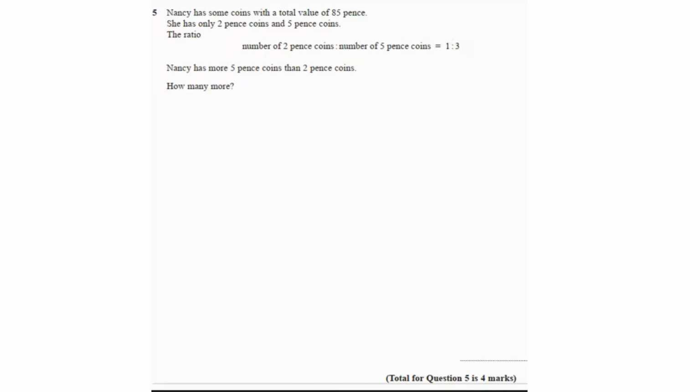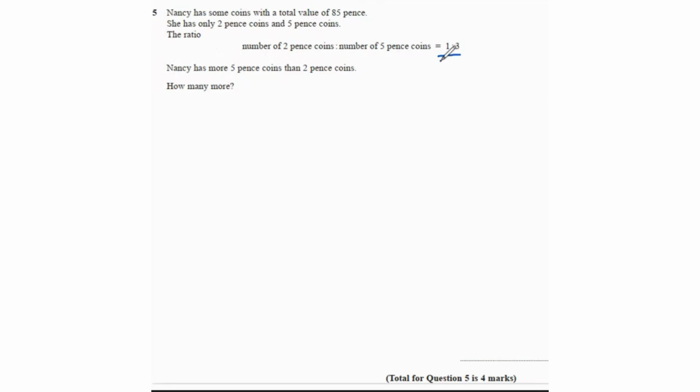Then the next question says that Nancy has some coins with a total value of 85 pence. She has only 2 pence coins and 5 pence coins. The ratio of the number of 2 pence coins to the number of 5 pence coins is 1:3. Nancy has more 5 pence coins than 2 pence coins. How many more? Now the question says that she only has 2 pence coins and 5 pence coins, and the total value of those coins is 85 pence.